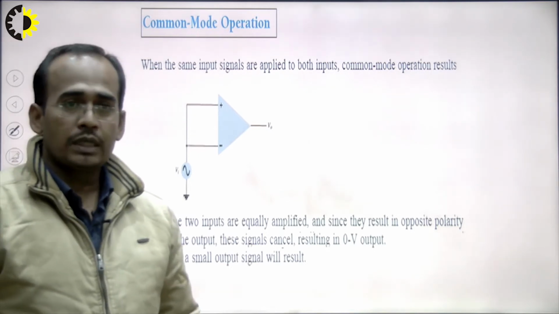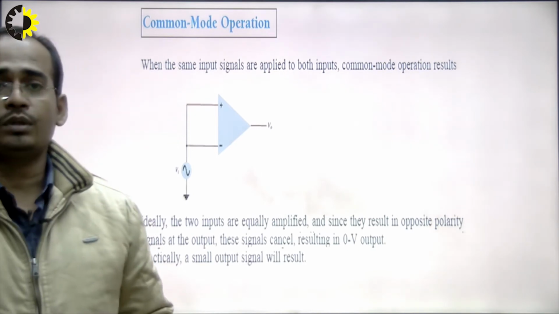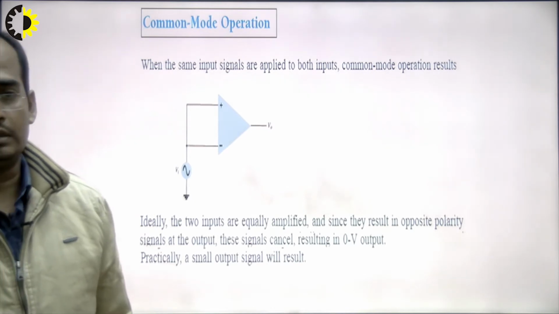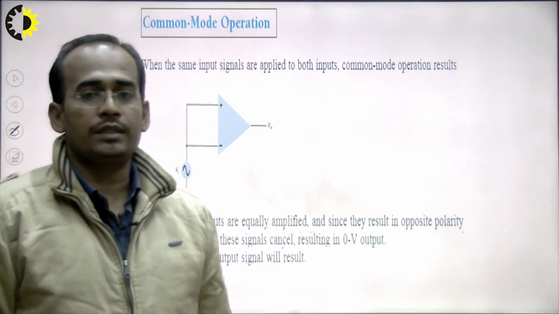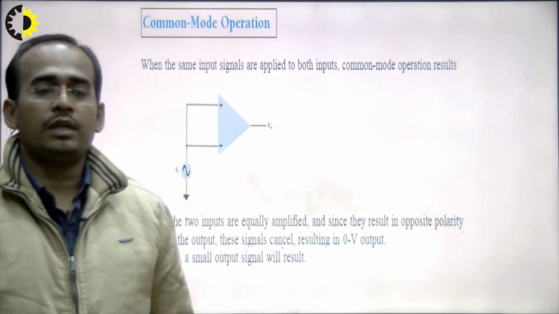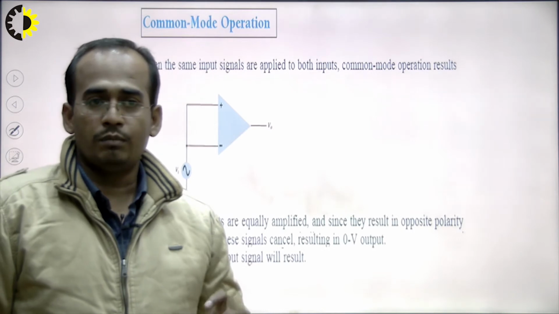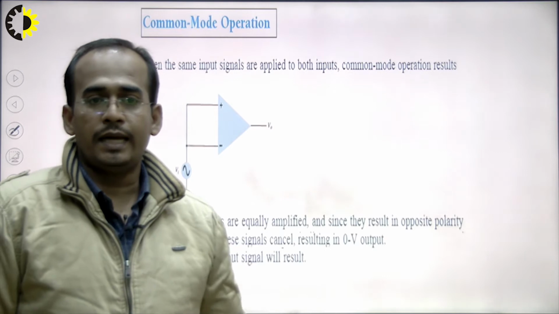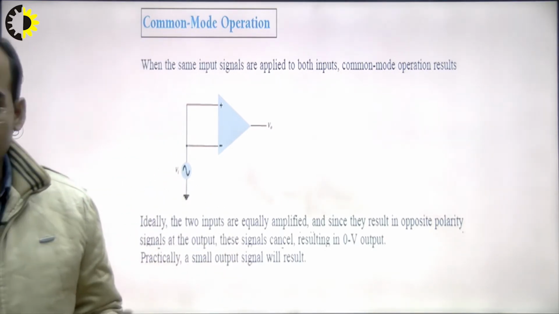When the same input signals are applied to both inputs, that operation is known as common mode operation. If the two inputs are equally amplified, the resulting signals at the output of the operational amplifier cancel each other when we apply the same signals to both terminals. In that case we will get zero output ideally, but practically it is not possible.